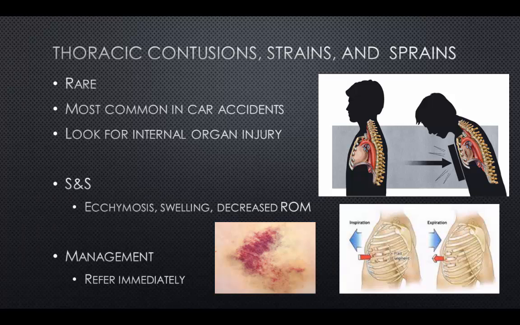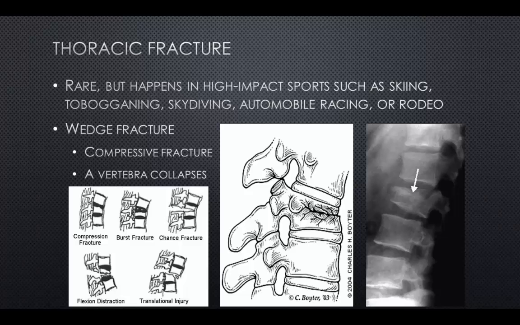Signs and symptoms include ecchymosis, swelling, and decreased range of motion. The person may also complain of difficulty breathing. Management of thoracic contusions, strains, and sprains includes immediate referral. Thoracic fractures are rare, but can happen in high-impact sports such as skiing, tobogganing, skydiving, automobile racing, and rodeo.